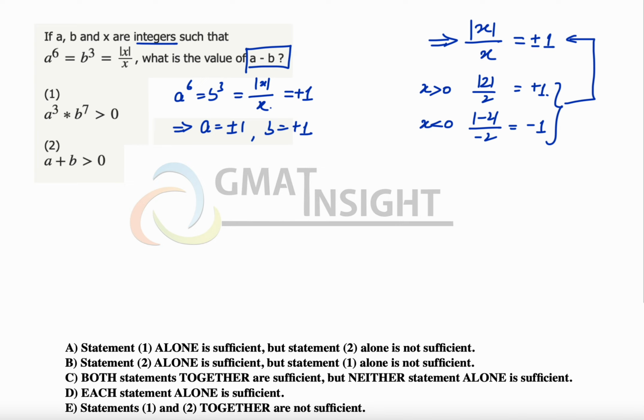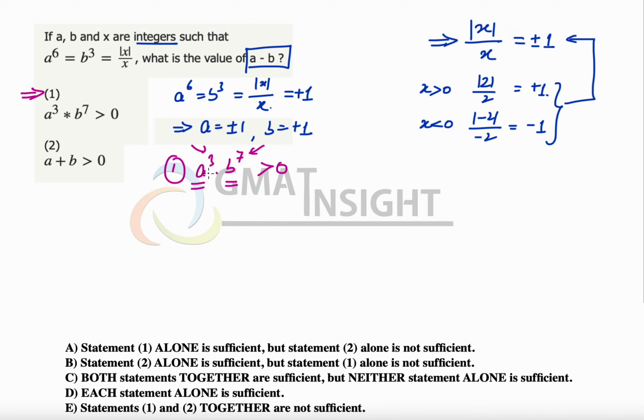Now we can start looking at the first statement. The first statement says that a raised to the power 3 multiplied by b raised to the power 7 is greater than 0. If you look at their exponents, they are odd. And when the exponents are odd, the sign of the number does not change. For example, if a is negative, then a cube will also be negative, and if a is positive, then a cube will also be positive.